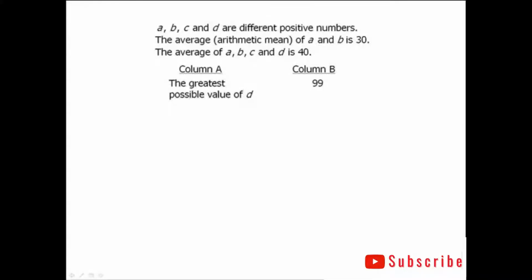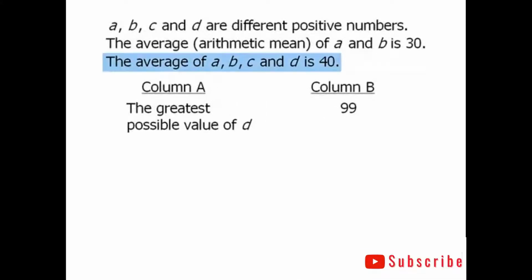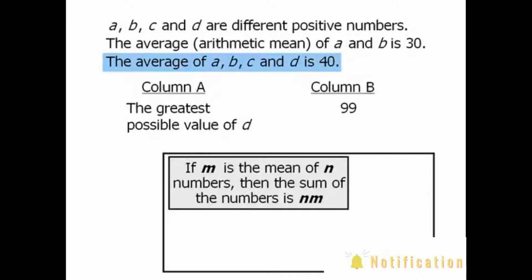Alright, to begin, the question tells us that the average of 4 numbers is 40. So, using the following rule, we know that the sum of those 4 numbers must be 4 times 40, or 160.